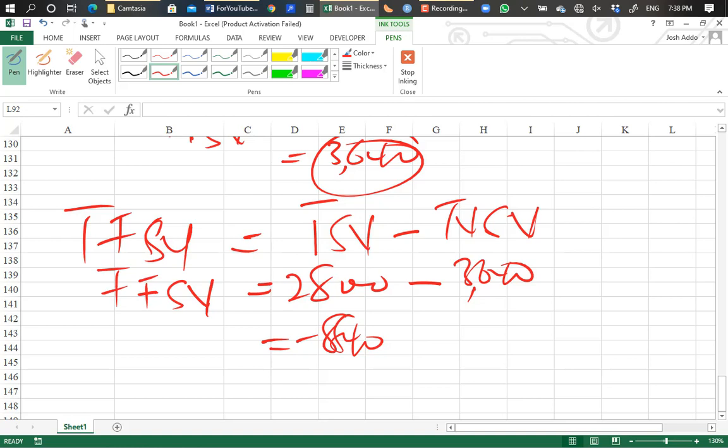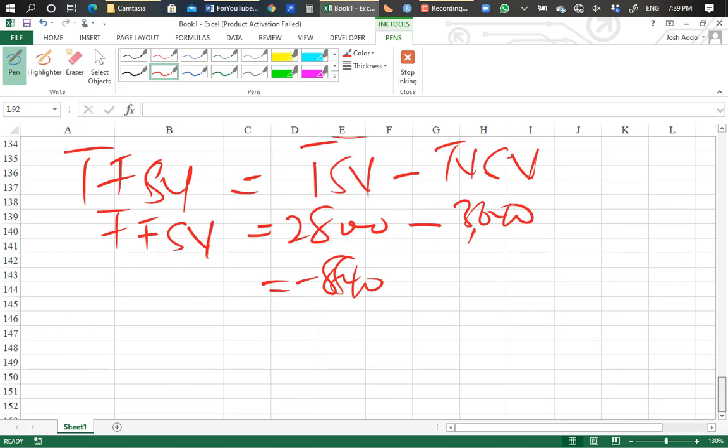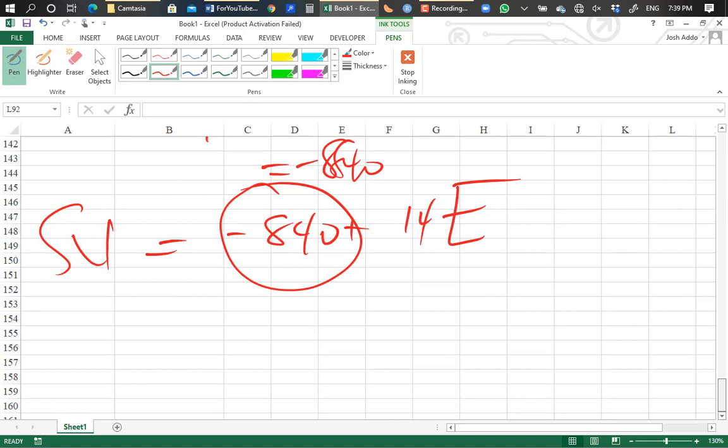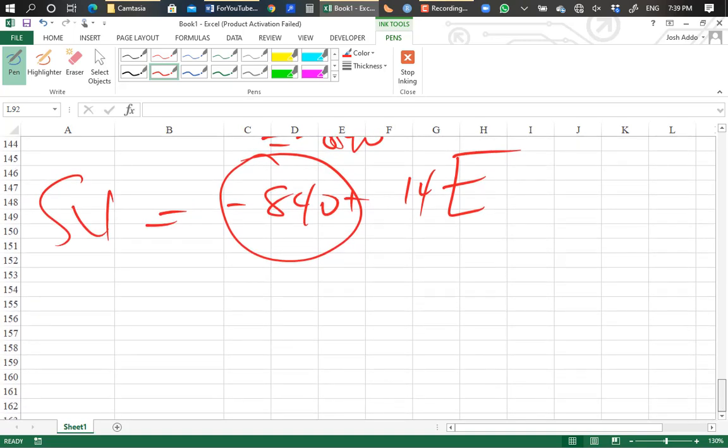So even though for mathematical purposes we can complete the model by saying that our total sales volume is equal to the fixed, which is negative 840, plus the variable, which is 14 times expenditure. Since this does not make practical sense, and it's only trying to say that if you don't advertise, we don't make sales, we don't have negative sales, you can practically write it as total sales volume is equal to 14E.